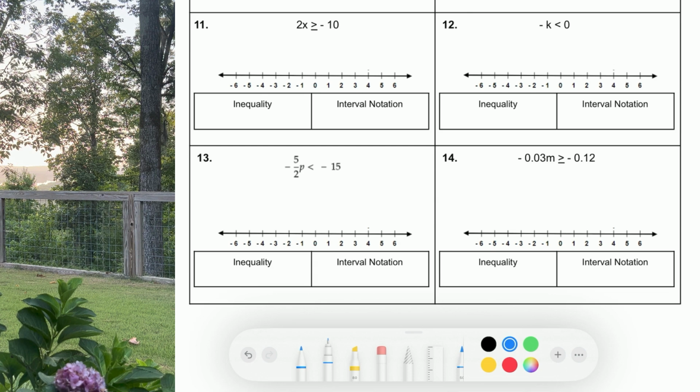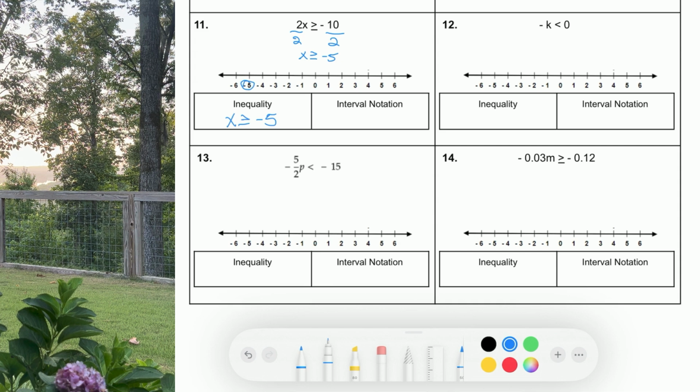Number 11. We have 2x is greater than or equal to negative 10. I need to divide both sides by 2 to get that x by itself. I'm dividing by a positive number, so my inequality symbol stays the same. It's going to be x is greater than or equal to negative 5. So I'm going to write that here.